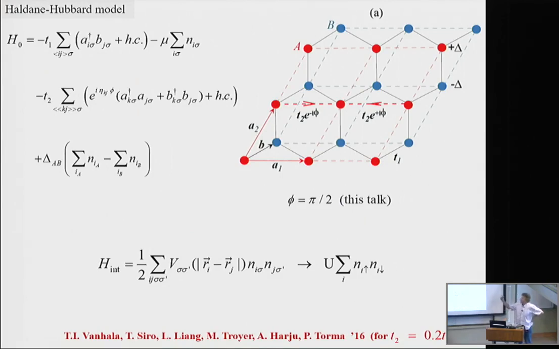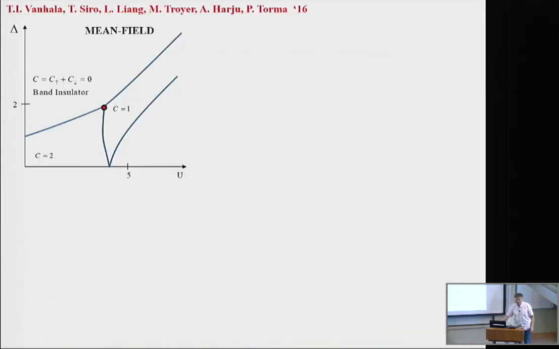It was the Haldane-Hubbard model, which means you have a honeycomb lattice with coupling between nearest neighbors with some phase. And the question was, how do you make a transition between different topological phases? This was done in three different ways for a reason. You have three methods, but none of them is fully controlled. If you do a mean field, that's the phase diagram. Yes, you have unusual topological transitions.